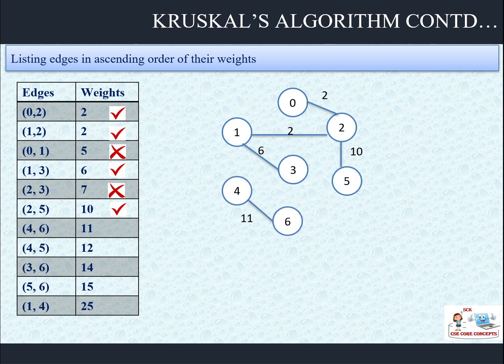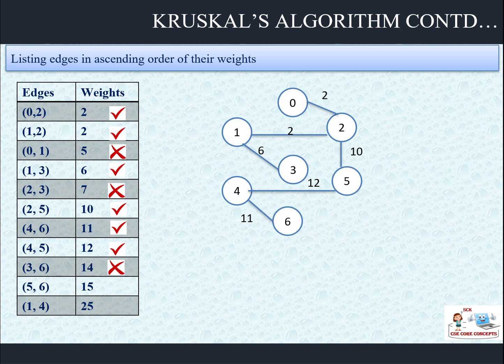4 to 6. 4 to 6 is fine with reference to that graph. It does not have any cycle. 4 to 5. Yes, 4 to 5 can be added because still no cycle is being formed. 3 to 6. Now what about 3 to 6? It cannot be added, because if I add 3 to 6, you can see the connection: 4 to 6, 6 to 3, 3 to 1, 1 to 2, 2 to 5, 5 to 4. Again, it is becoming a cycle.